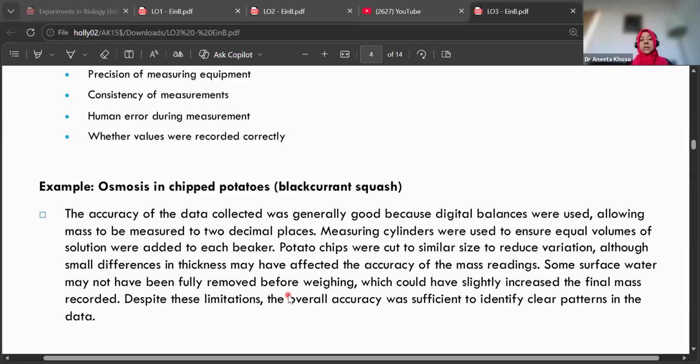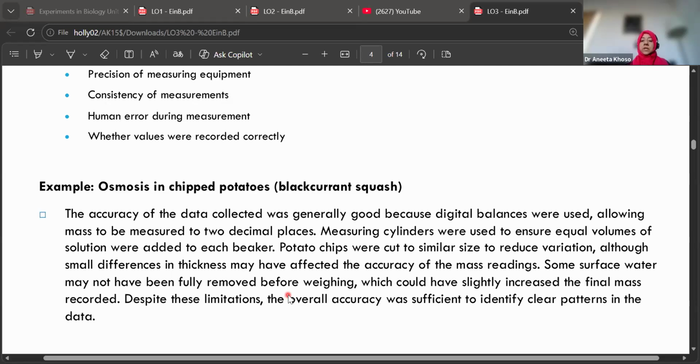An example is osmosis in chipped potatoes. So the accuracy of the data collected was generally good because digital balances were used. Anything that is digitalized gives more reliability, and this allows the mass to be measured to 2 decimal points, and the measuring cylinders were also used. So this ensures equal volumes of the solutions that were added to each beaker.